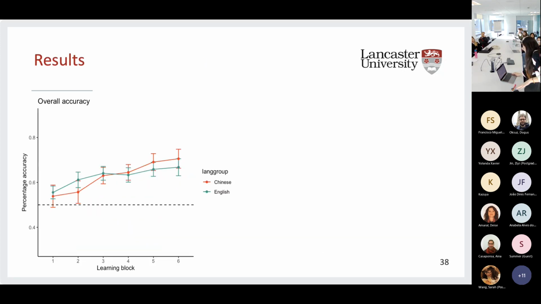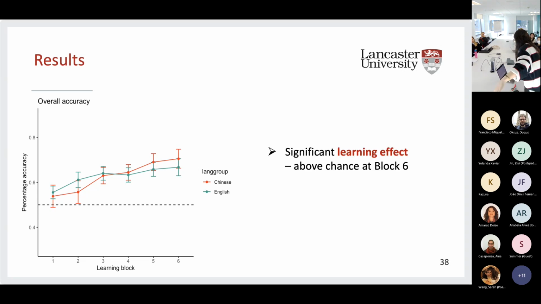And what we found. So here are our results. The x-axis is the learning blocks. So we have 6 learning blocks. Over time, we want to see the learning trajectory. And the y-axis is percentage accuracy, which is how accurate they are at deciding the referent. So in the beginning, they are at chance level, and we found that there was a significant learning effect. So they were above chance after learning.